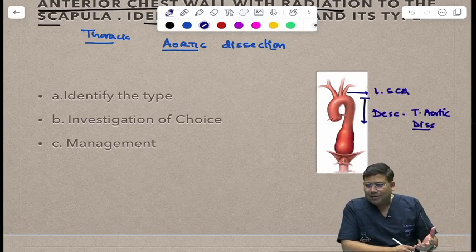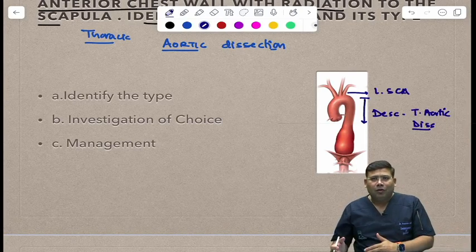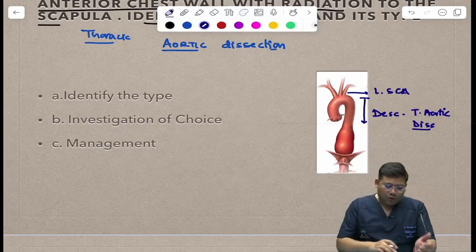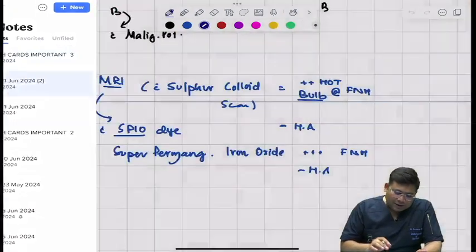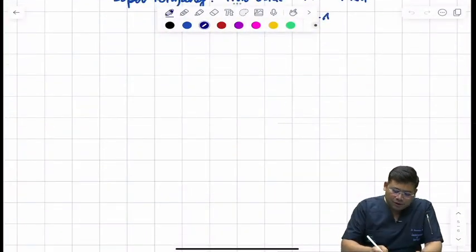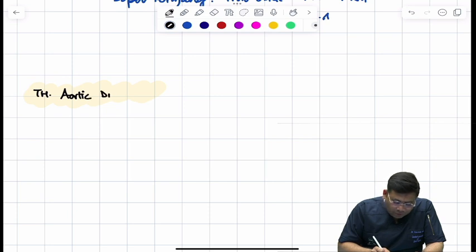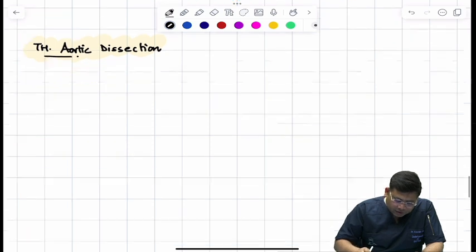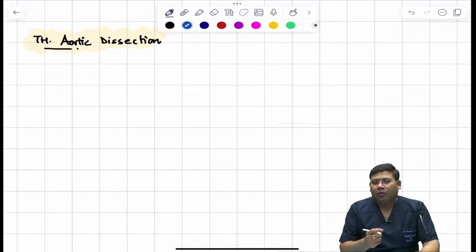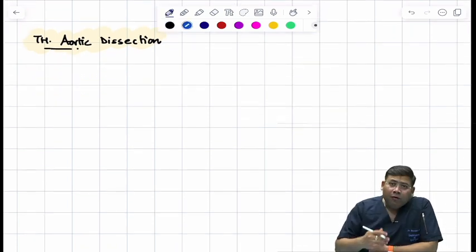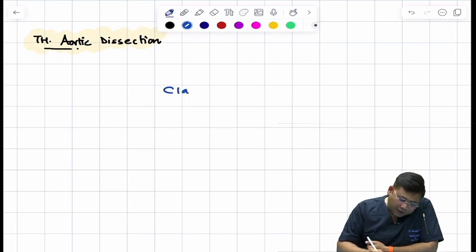Let us understand what is DeBakey and what is Stanford. Understanding both is very important. Let us understand in a nutshell the various types of thoracic aortic dissection. Whenever we talk about thoracic aortic dissection, what are the must-know things? The first very important thing is what is the type. So we have a classification.